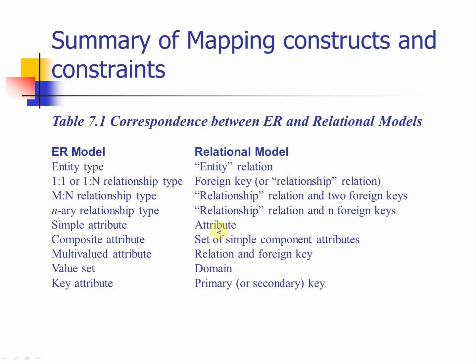Simple attribute, we just make it an attribute. Composite attribute, simple: we just pick the simple components, where every simple component together equals the composite attribute. If it's a multi-value attribute, we have step number 6 to handle that. We need to create a new relation and make a foreign key link back to it. The value set is the domain that we are looking at. The key attribute is the primary key that we are looking at. And therefore, this gives you a summary of what we have discussed for the first part of the conversion. At this stage, you should be able to convert every single thing in the ER diagram.